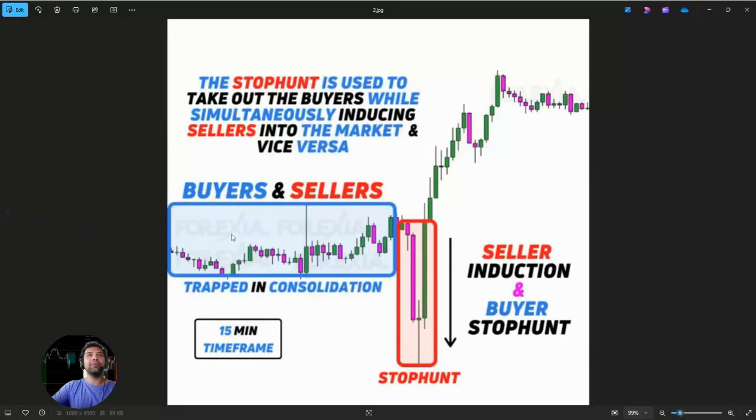Let me take you to this example, and this is a good demonstration that you can see here. For example, this is a 15 minute time frame, and here we have a consolidation, right? So the stop hunt is used to take out the buyers while simultaneously inducing the sellers into the market, and vice versa. So guys, see, the buyers actually were induced in here, as we can see that the price was around these lower points, and then there was a bullish candle that was formed. So for example, if the price is opening around here and closing down there, it is making this candle look like a bullish candle here, right?